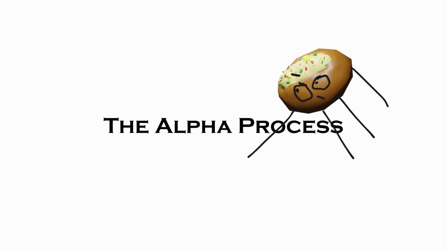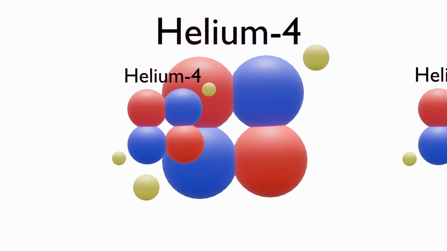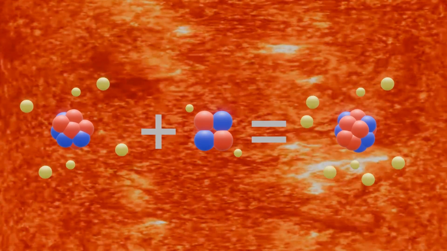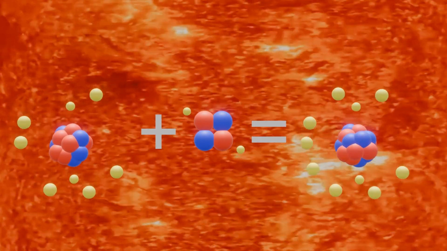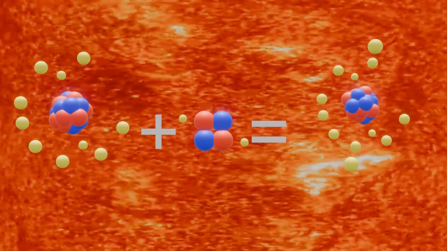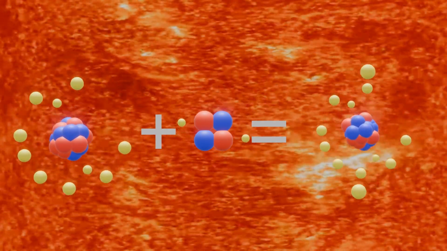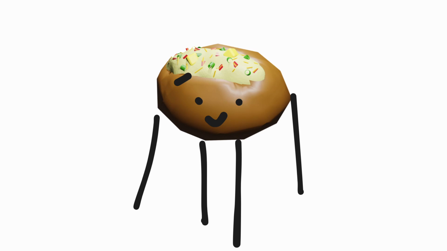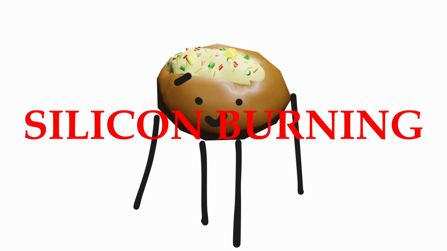Next is silicon burning, which is part of the alpha process. But what is the alpha process anyway? The alpha process, not to be mistaken as the alpha process, is when you keep adding helium-4 to your new elements. Carbon-12 plus helium-4 equals oxygen 16. Oxygen 16 plus helium-4 equals neon 20, plus helium-4 equals magnesium 24, then silicon 28, and so on. The part of the alpha process after silicon 28 is dubbed silicon burning.